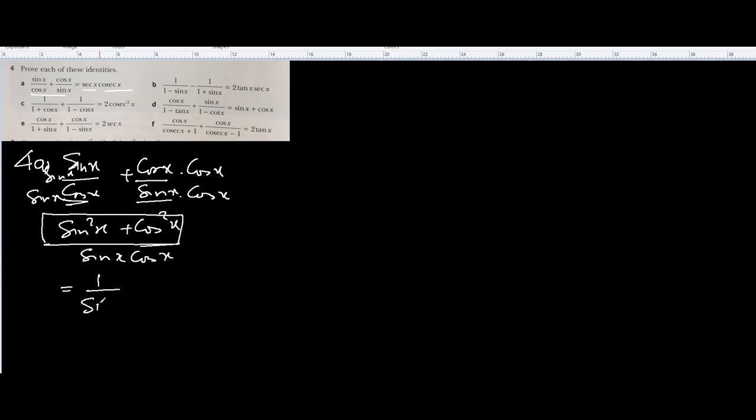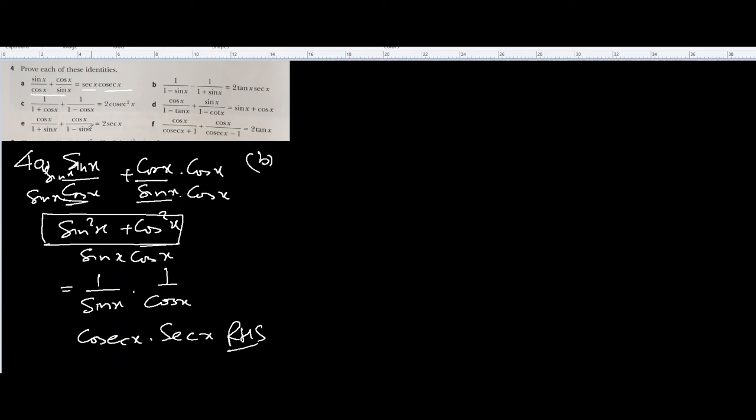So it will be 1 over sin x and 1 over cos x. That's how we can write it. And 1 over sin x is cosecant x, 1 over cos x is secant x, and this is RHS. Now part B.